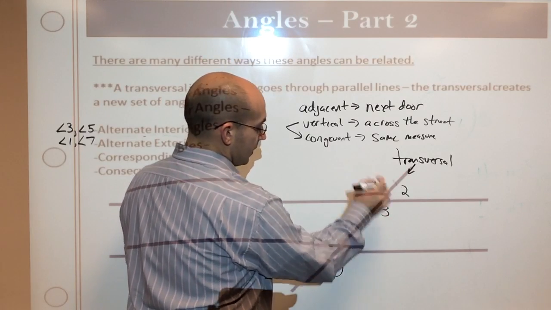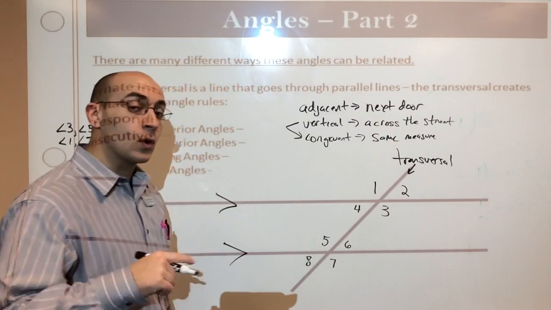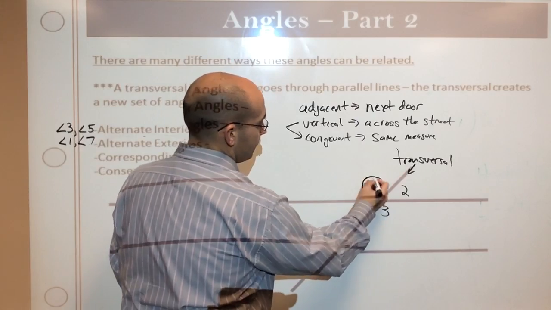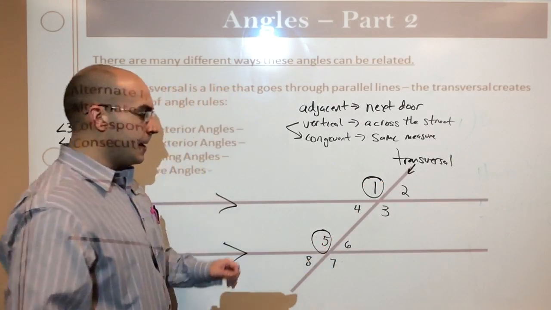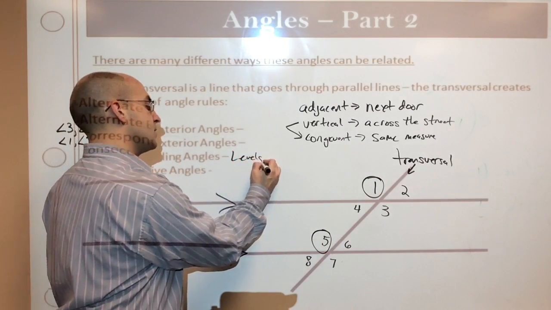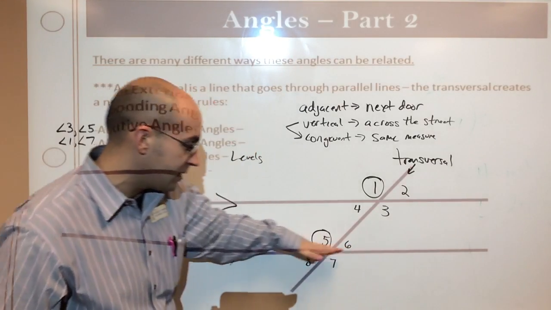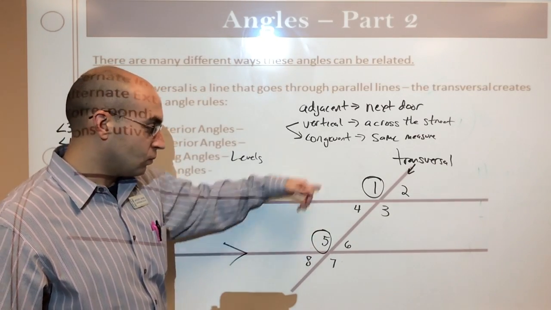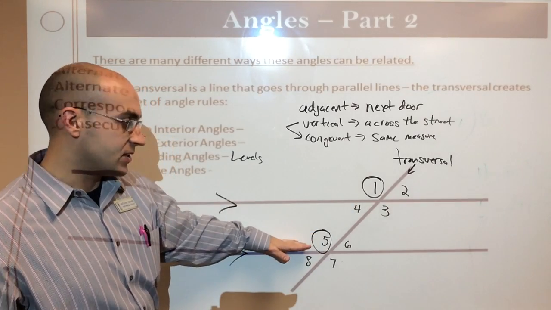Corresponding angles. There's going to be an angle that's on the outside, so the exterior, and an angle, or its pair, is going to be on the inside. So for instance, let's go with angle 1 again. Its corresponding pair is actually angle 5. Now, basically, when you think of corresponding, I want you to think of levels. If this was levels in like a video game or something, this parallel line would be the bottom, and this parallel line would be the top. You want to get an angle on each level. So 1 is on this level, 5 is on this level.